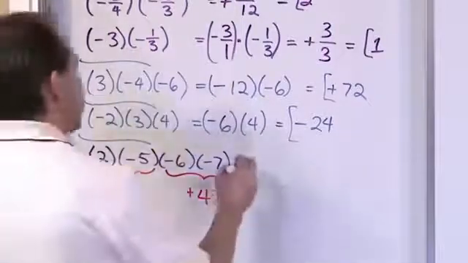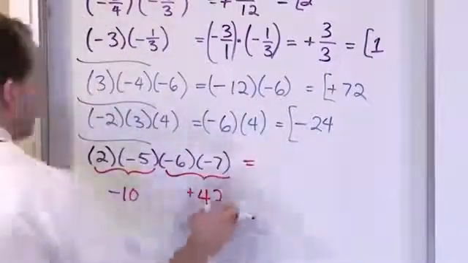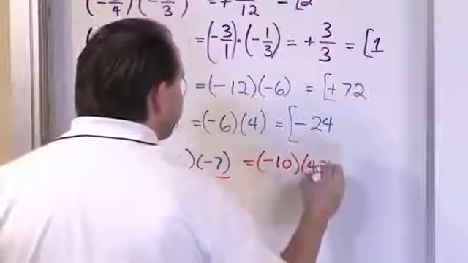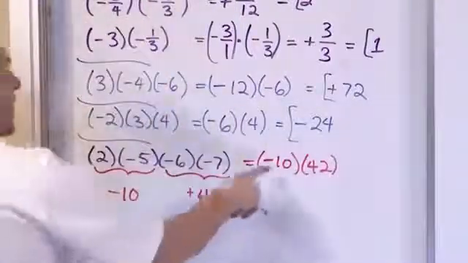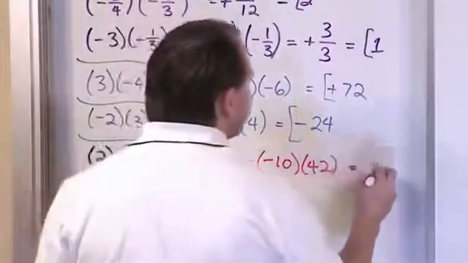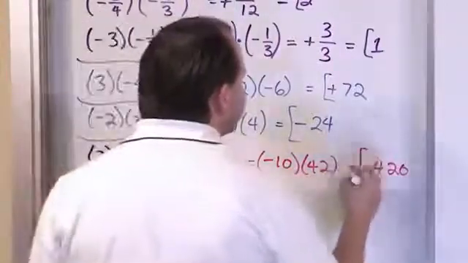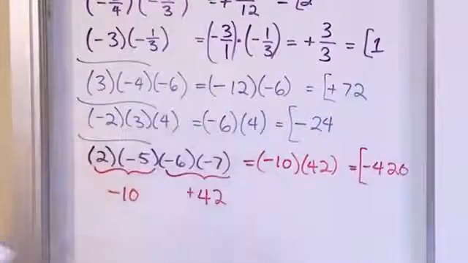So at the end, don't forget we're multiplying all this together, so really what we have is negative 10 times positive 42. Now how do we do this? 10 times 42 is 420, and the signs are different. So the signs are different, it takes a negative sign. So the answer is negative 420.